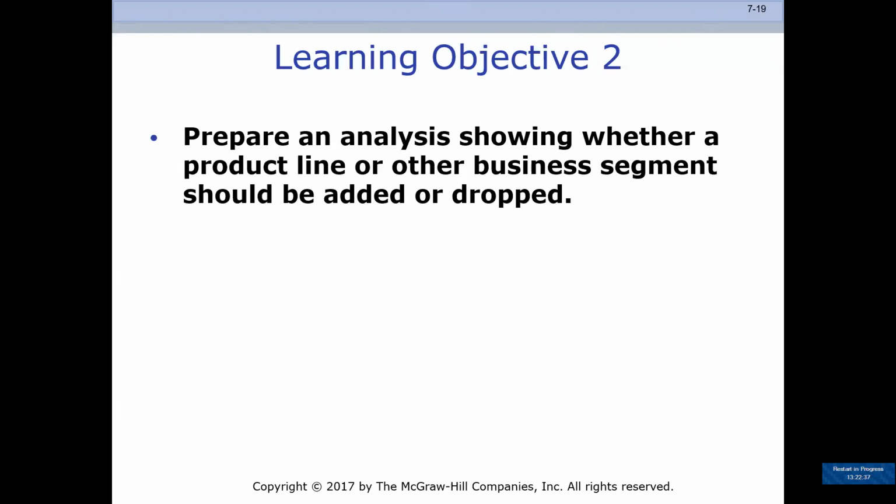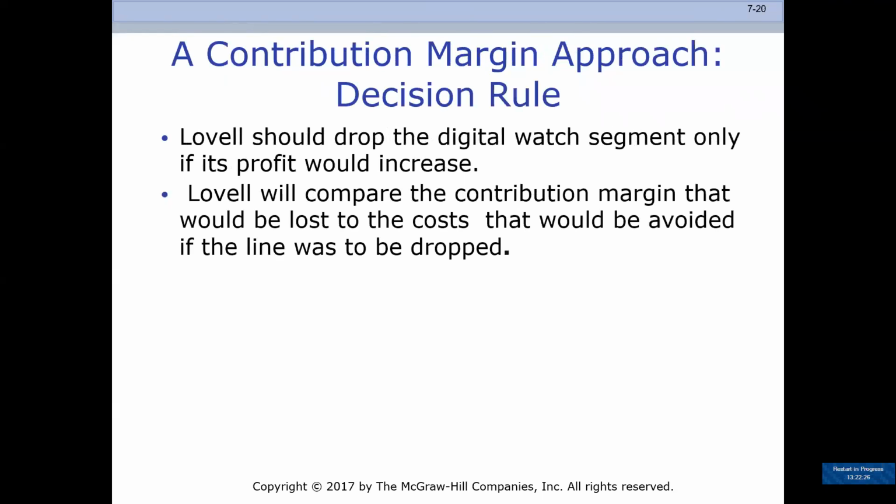So if the cost would be the same under either alternative, whether to keep the product line or not, that becomes an irrelevant cost when you're trying to decide, should we get rid of this product line? So let's take a look. Contribution margin approach. Decision rule. Here they sort of tell you in advance, they're sort of setting you up for the fact situation here. Lovell should drop the digital watch segment only if its profit would increase by dropping it. Lovell will compare the contribution margin that would be lost to the cost that would be avoided if the line was to be dropped.